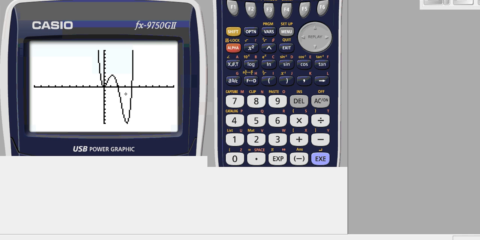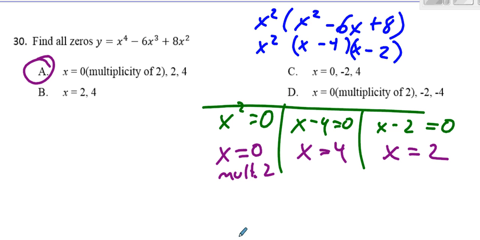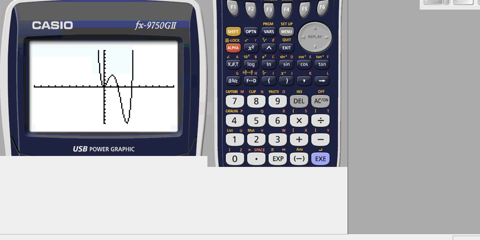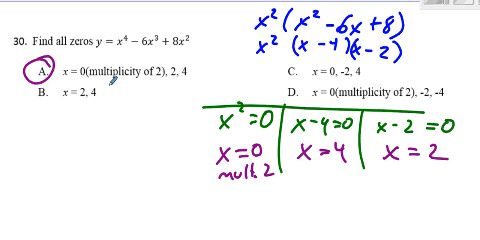0. That looks like 2, and that looks like 4. 0, 2, and 4. If they weren't exact, you would just do gsolve root, and it tells you 0. Since it bounces there, that's what multiplicity looks like on a graph, because it bounces off. Also crosses at 2. And then 4 for the last point, just like we said. 0, it bounced, so it had a multiplicity of 2.